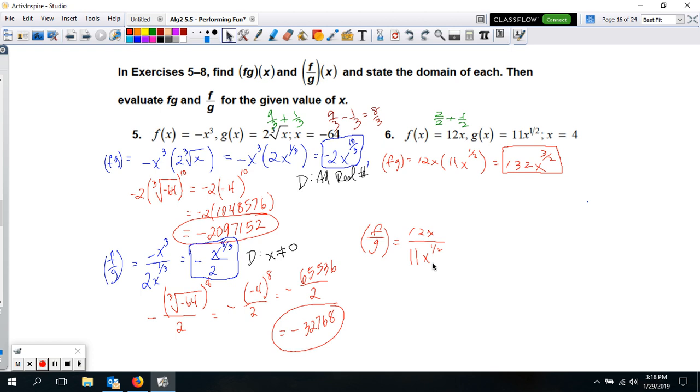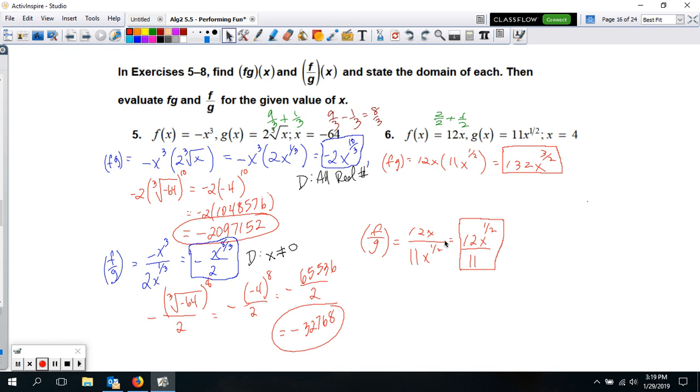On this one, our x's want to go together, so there's more on top because this is 1 and it's bigger than the 1/2. So again, we're going to move this one up top. So essentially, this is going to be 1 minus a half. Well, 1 minus a half is still a half. So we're just going to have an x to a 1/2 exponent on top with the 12. So it's going to be a 12 x to 1/2 over the 11.